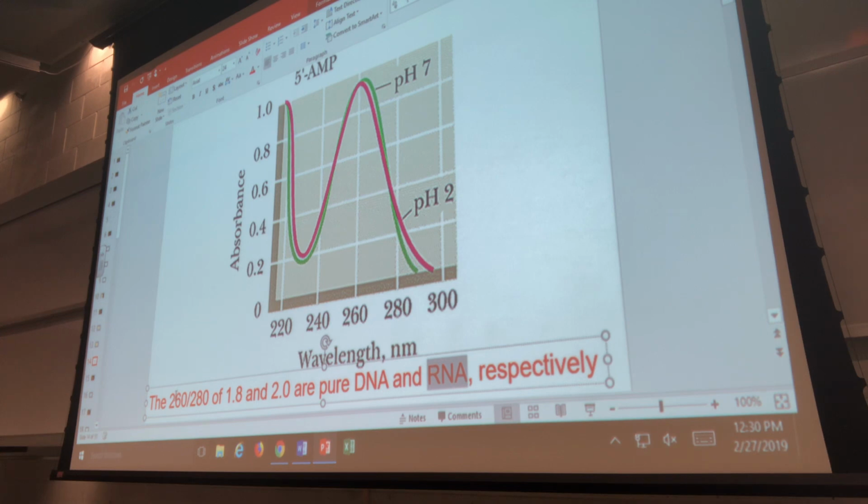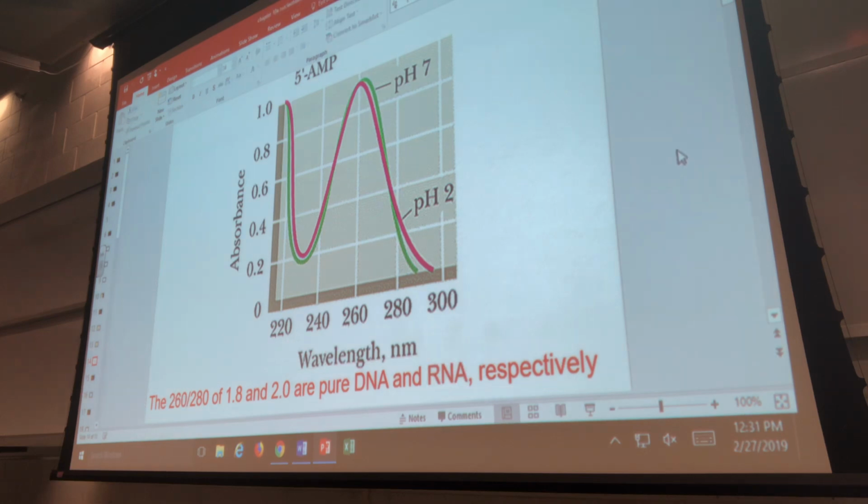So again, context. Why do we care about DNA and RNA absorbing UV light? It's one of the ways that we analyze DNA. If we're given some solution, we do this experiment, we figure out the ratio, and we can figure out whether we have DNA or RNA, and we can do different experiments afterwards, okay?